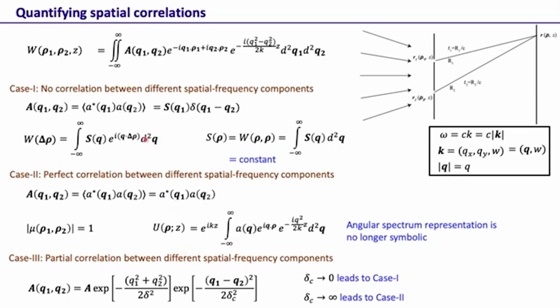So this is how we classify spatial frequency correlation, and it is always much easier to handle correlation with this angular correlation function, and once we have it, then go back to calculating this cross spectral density function.